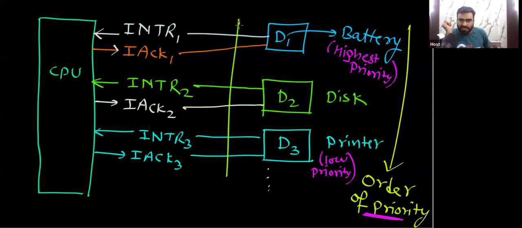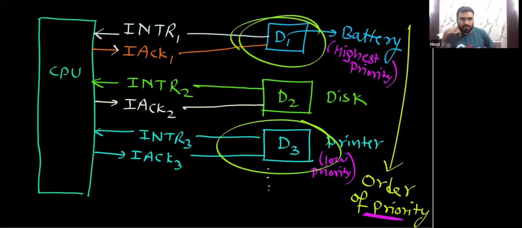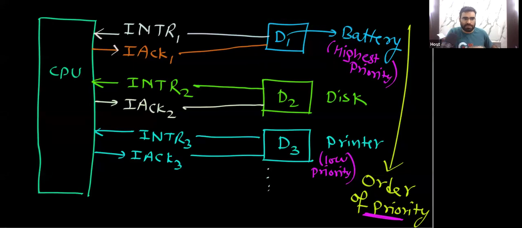See, let me tell you why I am connecting these devices in the order of priority. Let's assume that this device and this device, both have sent the interrupt request. For a moment, let's assume this is also one, and this is also one. This means the printer and also the battery are sending the interrupt request to the CPU. Now tell me one thing, what will the CPU do?